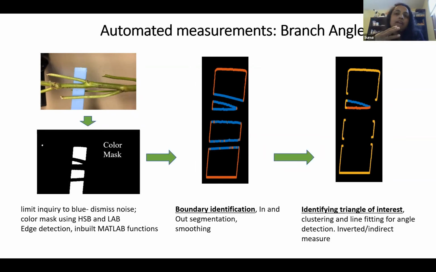In this case, we have the blue strip of plastic that's held against the plant, and Riley had to come up with a way to distinguish which part of this blue strip should be focused on. The challenging parts were boundary identification, identifying the triangle of interest, and then figuring out which angle should be measured. So in the next slide, please.